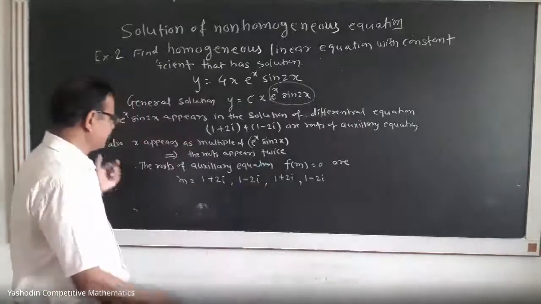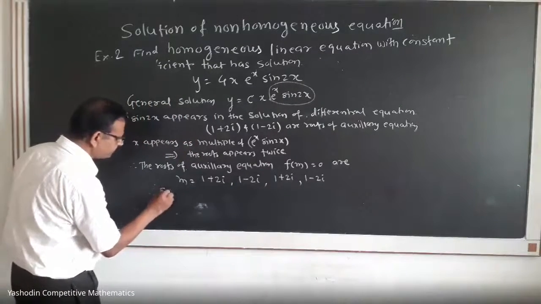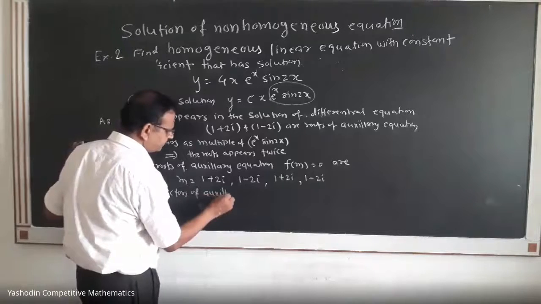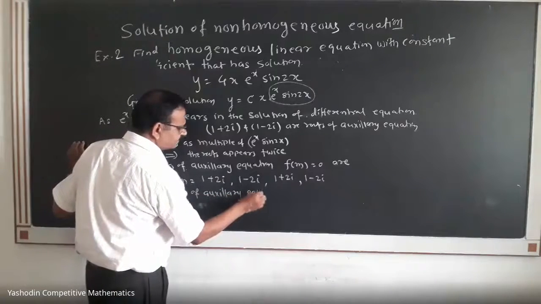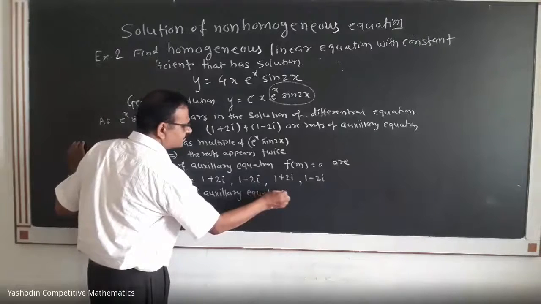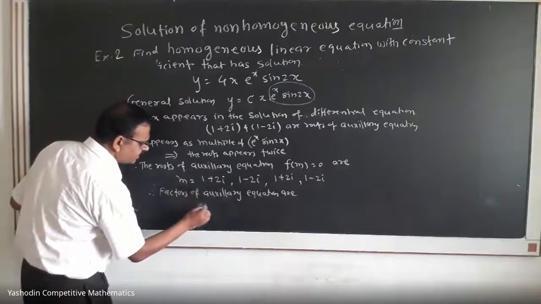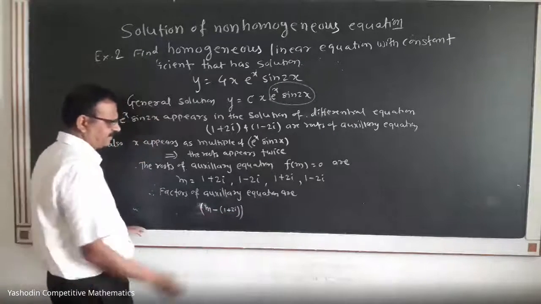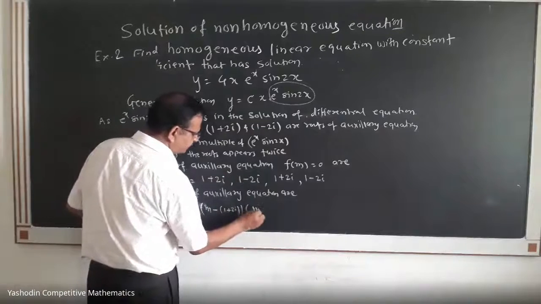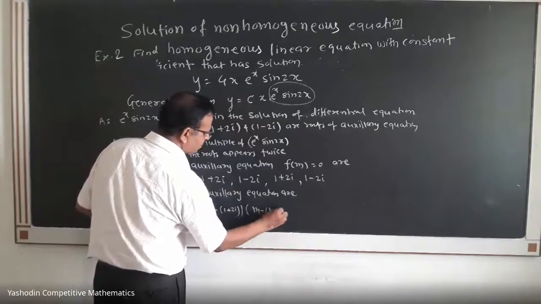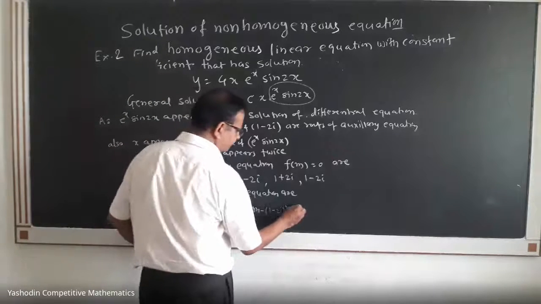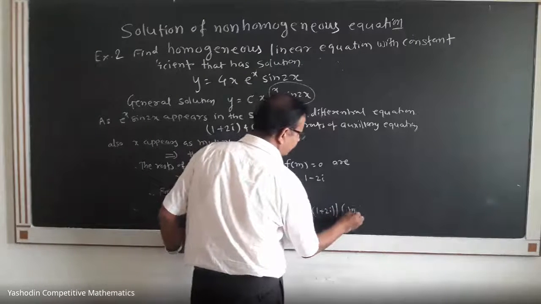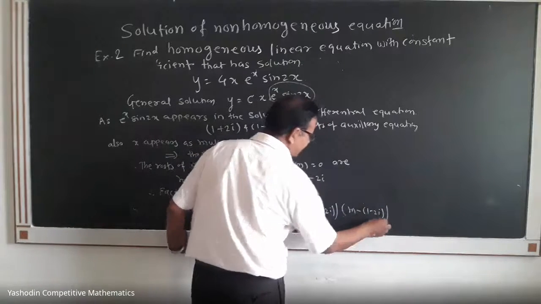That 4 factors are, therefore, the factors of the auxiliary equation. First is m minus 1 plus 2i. This is the first factor. Second, m minus 1 minus 2i. Third, m minus 1 plus 2i. And the fourth factor is m minus 1 minus 2i. These are 4 factors.